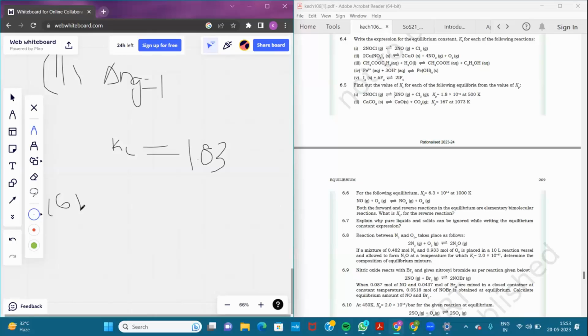Here, for the following equilibrium, the case is given as well as the temperature. Both the forward and reverse reactions in equilibrium are elementary bimolecular reactions. What is Kc dash for the reverse reaction? Here, elementary reaction means it takes place in a single step. Bimolecular means its molecularity is 2, when two molecules collide to give the desired products.